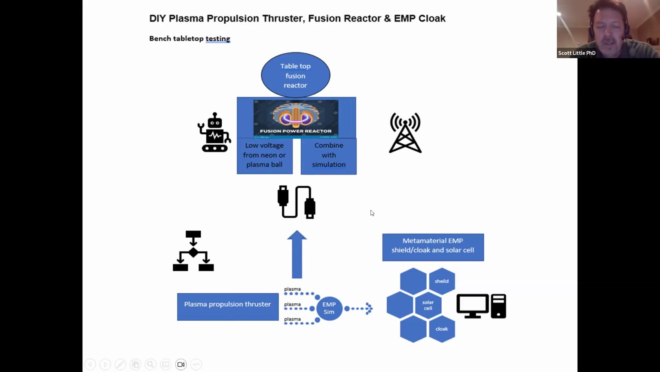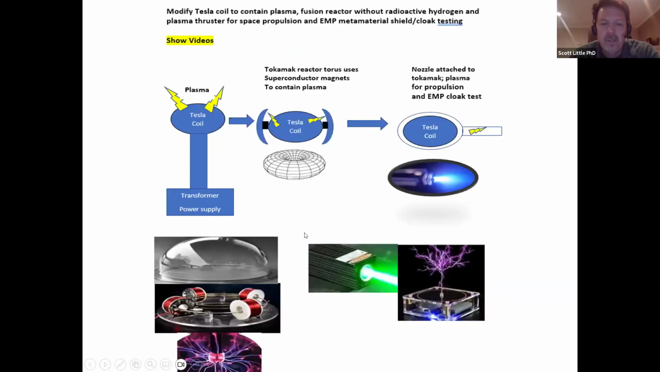And again, we'll see how the fusion reactor fits into this, without the radioactive part of it, but just the electromagnetic part of creating the plasma and controlling it with a magnetic field, and how that plays into the propulsion thruster with the EMPs and whatnot. So this is kind of what I set up. Again, you think of just backyard or garage tinkering kind of stuff.